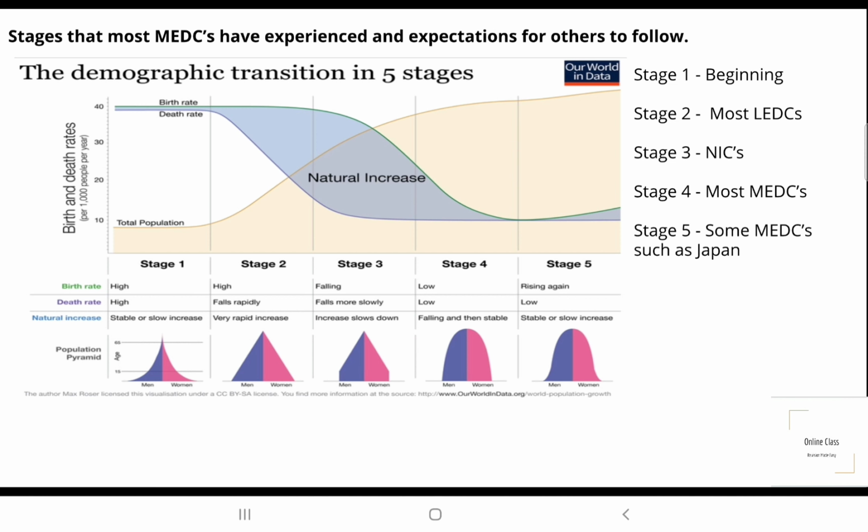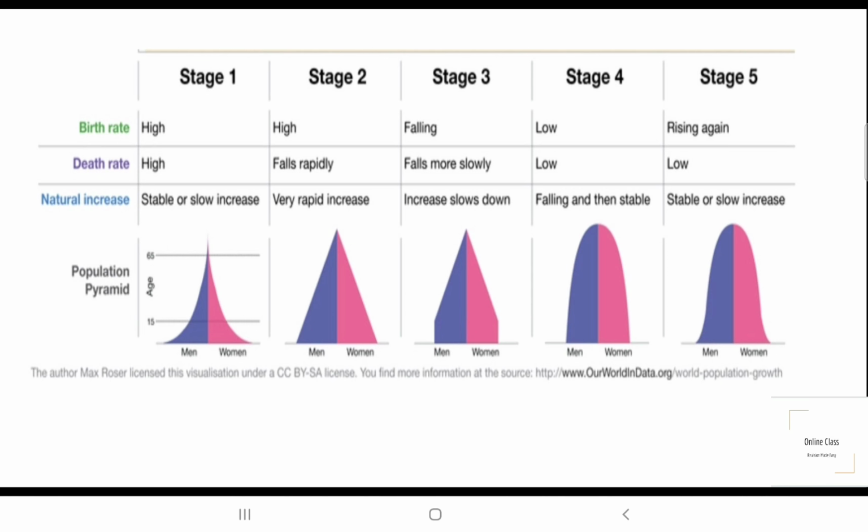The bottom part of this chart is the population pyramid. I think we can see the population pyramid a little bit closer, which is this. As you can see, the shapes of the pyramid belong to each separate stage.